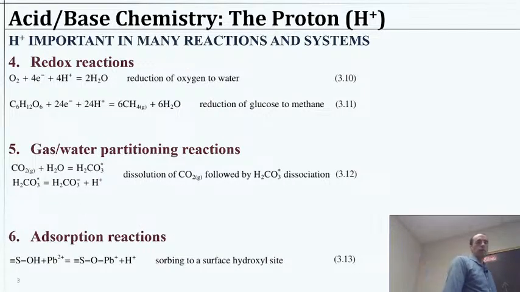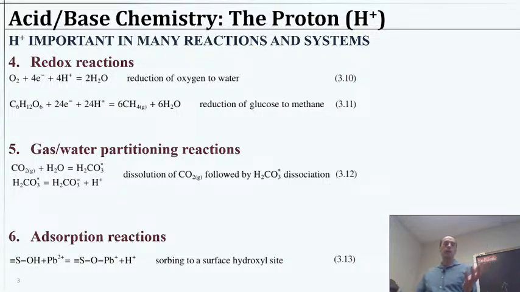Redox reactions, we'll talk more about later, but in addition to the electrons, which are really what makes them redox, they often also involve transfer of protons. Gas and water partitioning reactions, this is mostly the CO2. We touched on it already, but the pH of water will change how much CO2 can be in the water as dissolved gas versus as the carbonate species.